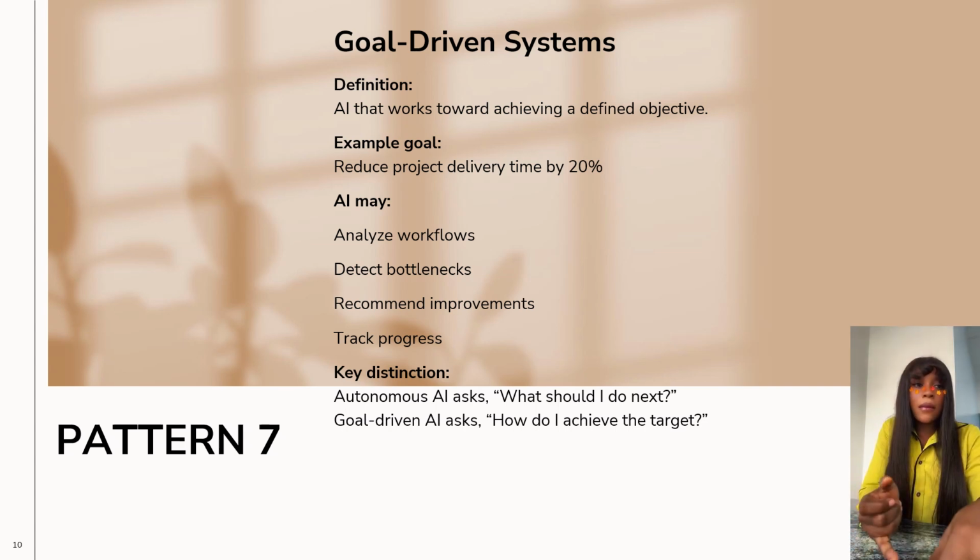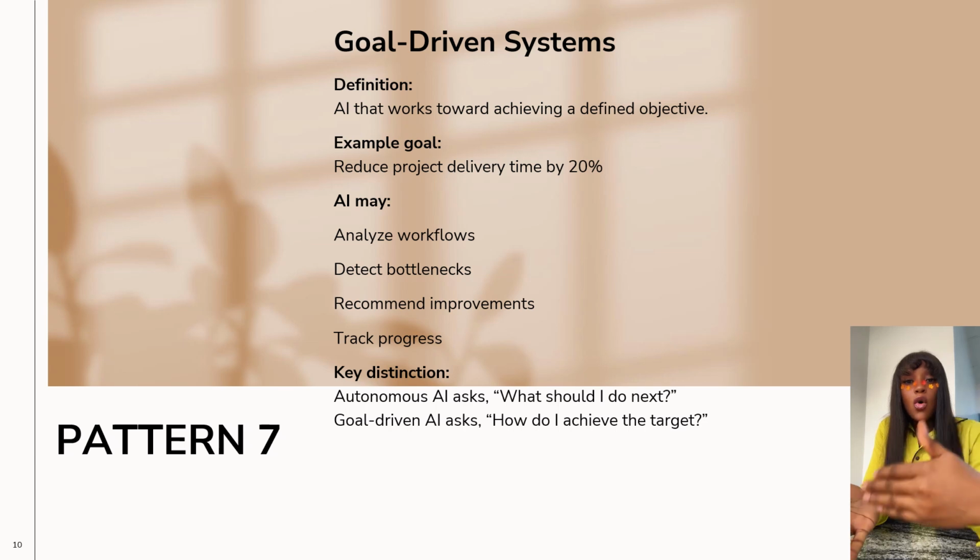Notice the difference. Autonomous AI asks, what should I do next? While the goal-driven AI asks, what is the best way to achieve this objective?